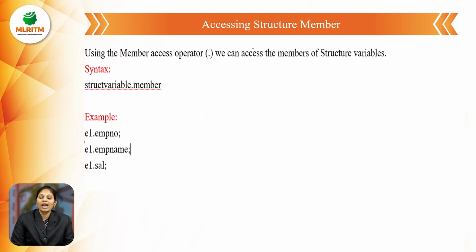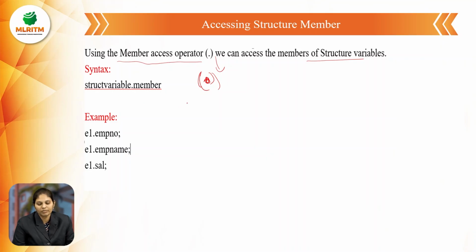Next, how do we access the structure members in C? Using the member access operator, the dot operator, we can access the members of structure variables. The most important point is to use the dot operator; with it, we can access the members of a structure variable.